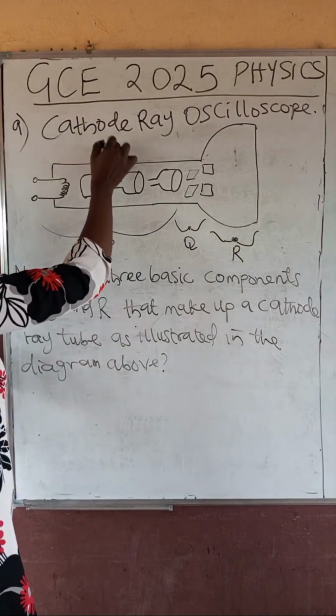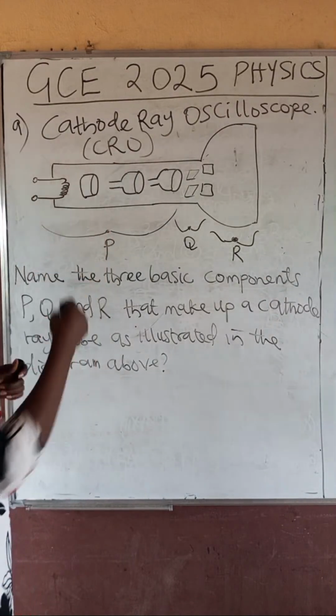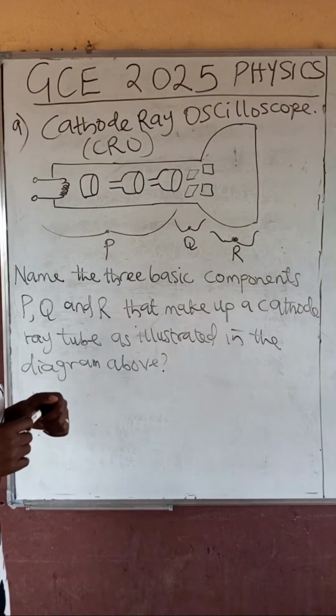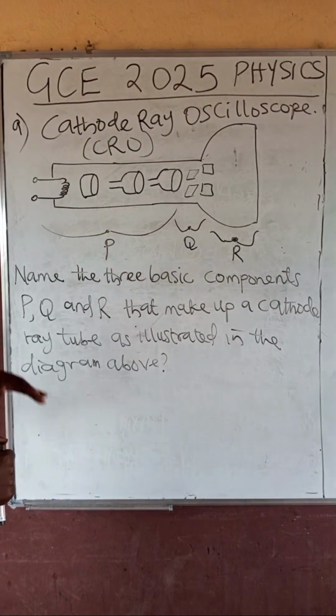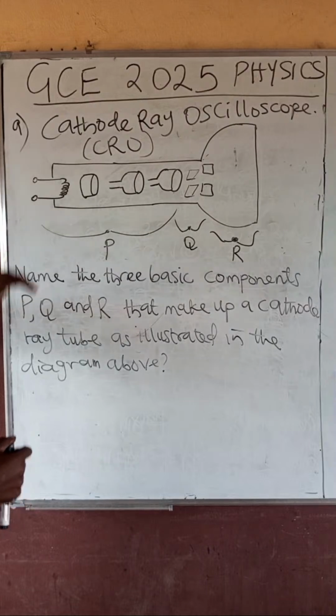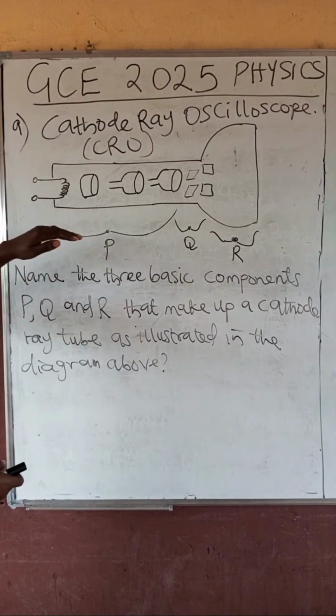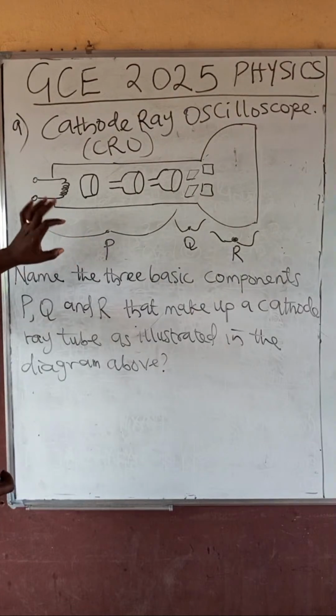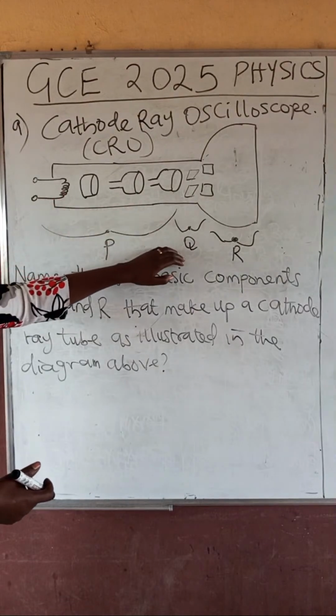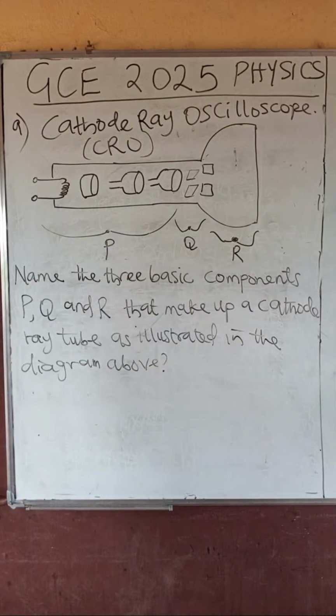The same, the initials are CRO. Some people call it a cathode ray tube. All right, so the basic components of this are the electron gun, the deflector plate, and the screen. I'm going to explain what each is used for.